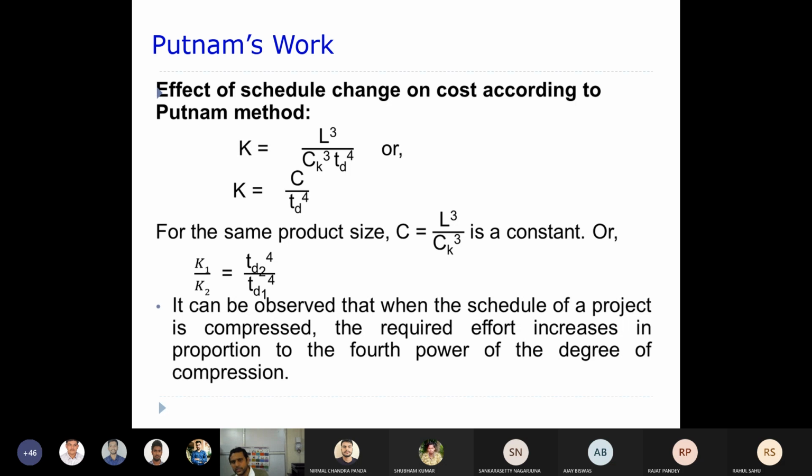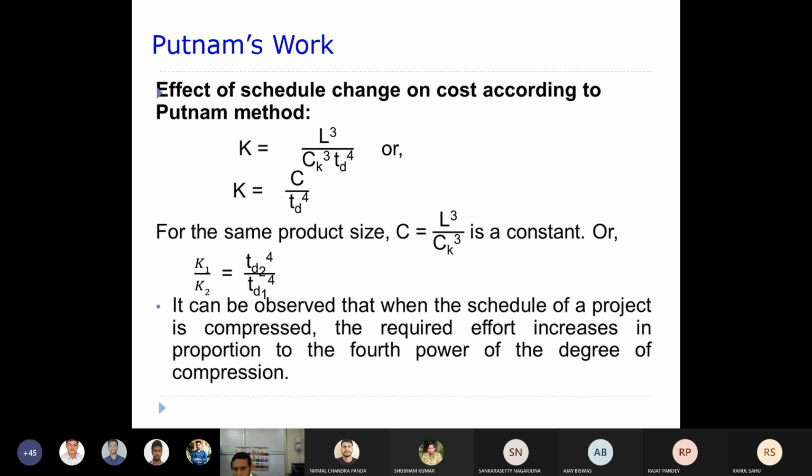Now by rearranging, we get the equation K is equal to L cubed by Ck cubed times td to the power 4. Further, you can see that L cubed by Ck cubed can be kept as a constant. Where L is the number of lines of code, and Ck is the environment factor attributed to the kind of development environment we are using. So now that can be constant.